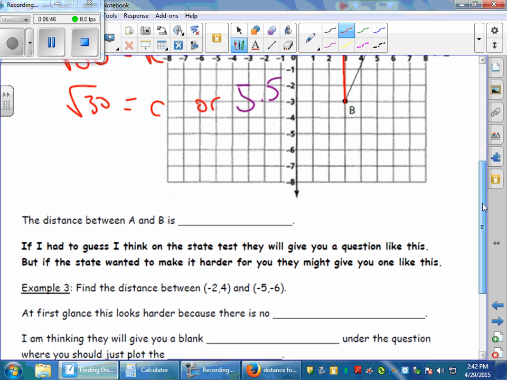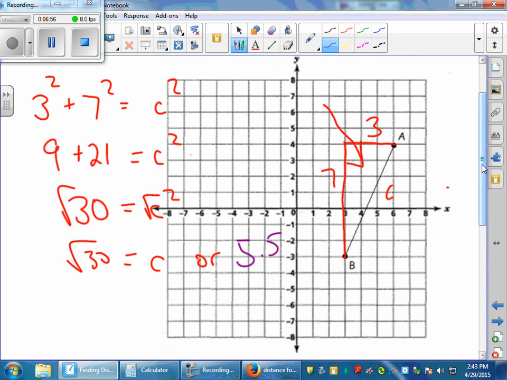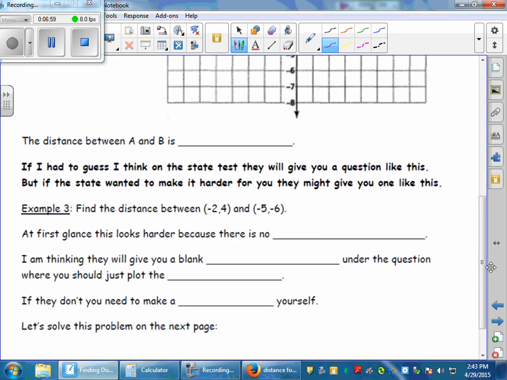All right, so let's move on to this next thing here. If I had to guess on the state test how they're going to ask it, they're going to ask it just like we just saw. In fact, I've seen this on the iReady test a couple times. But if they want to make it harder, or like the types of questions I saw when I was in 10th grade, it was more like example 3, where it says find the distance between -2, 4 and -5, -6. Now at first glance, this looks harder because there's no graph. So I'm thinking that they might just give you a blank graph under the question, where you should just plot the 2 points.